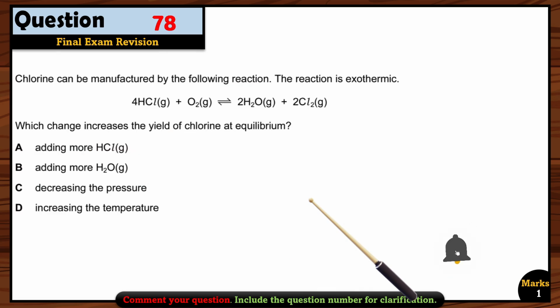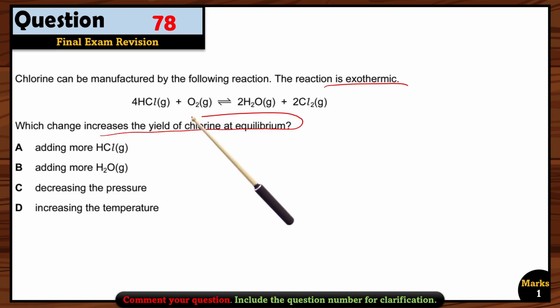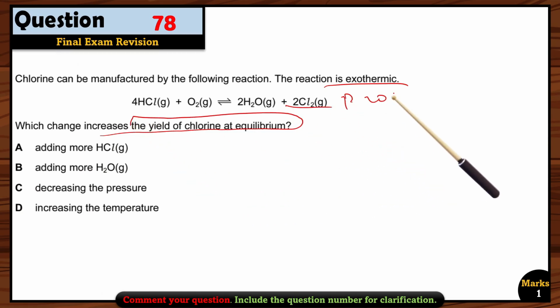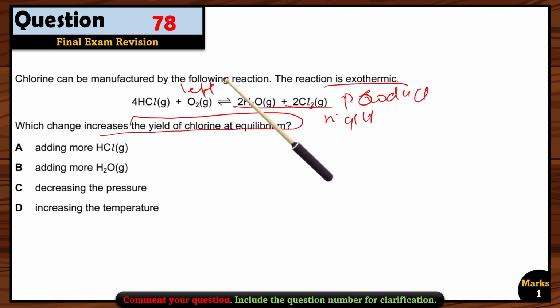Question 8. Chlorine can be made by the following reaction. The reaction is exothermic. Which change increases the yield of chlorine at equilibrium? So where is chlorine? If you see, it is in the product. So it means they want to shift the equilibrium towards the right side. This is the right side and this is the left side. Adding more HCl. If we add more HCl, it is in the reactant, right? So the product will be more. So I think this option is right, because if you increase the reactant, you will get more product.